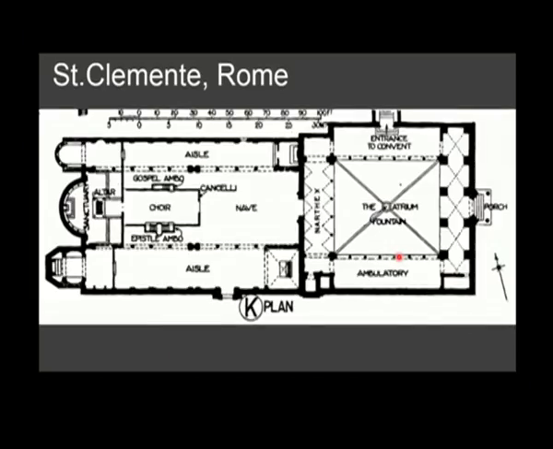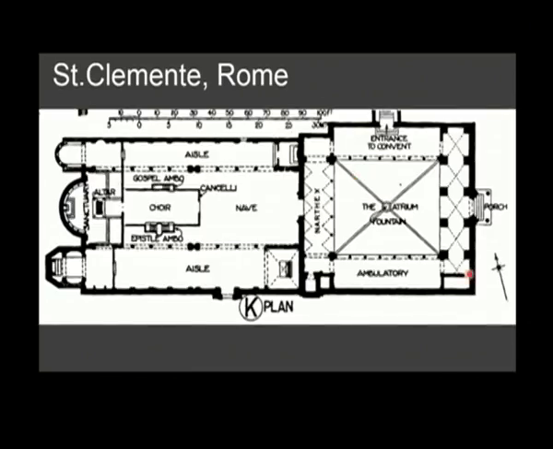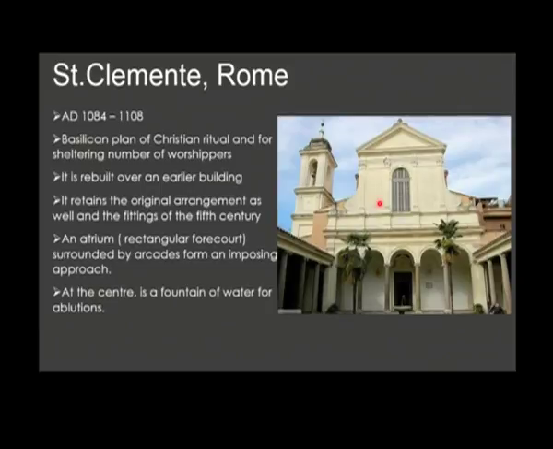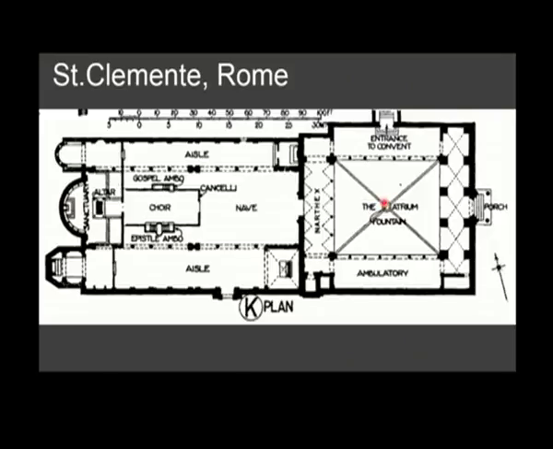And if you see in the plan, there is an atrium. This atrium is covered by arcades, and that creates an imposing approach. The ambulatory is nothing but continuous arcades. This atrium has a fountain in the center. It is for the water of ablutions. Ablution is basically a Christian ceremony that has been happening since ages. So this fountain is a fountain of ablution.